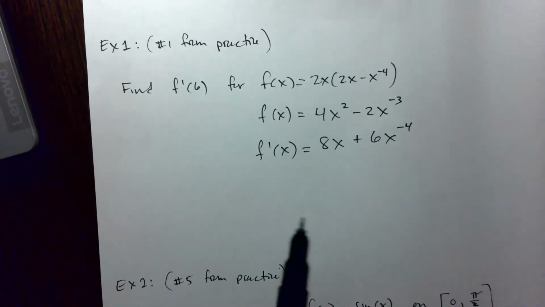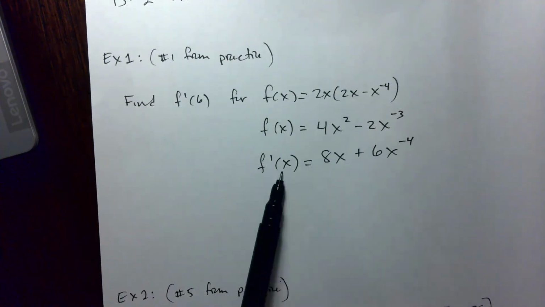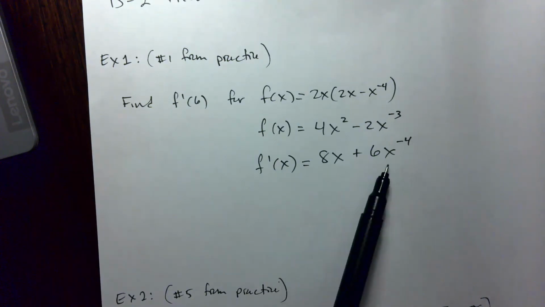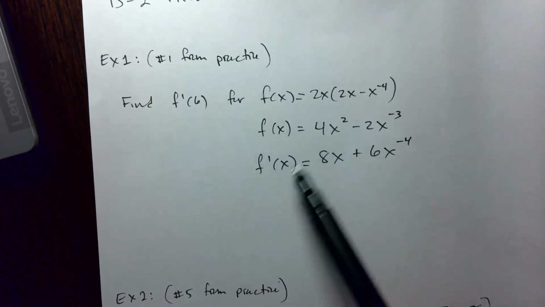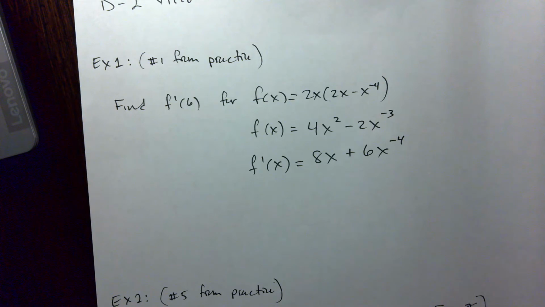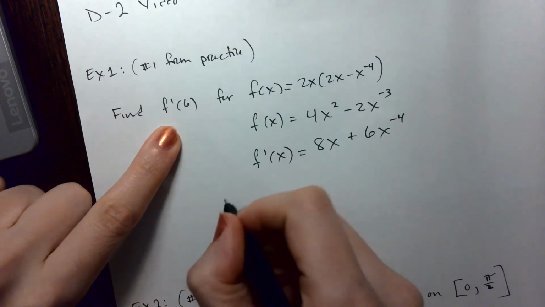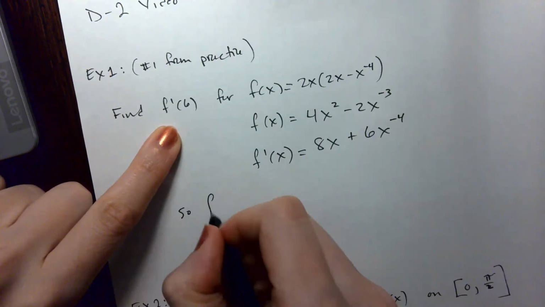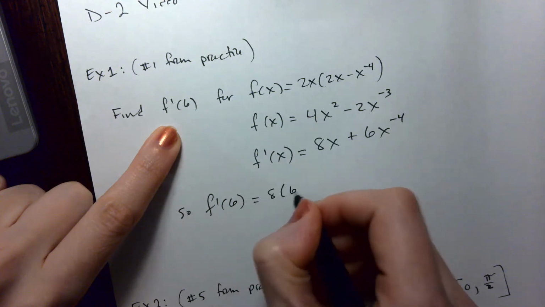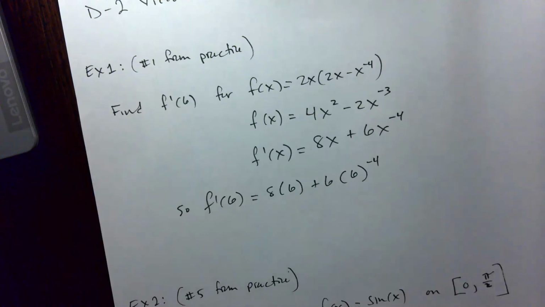Now, I saw a couple of you do this on your practices. If you put f prime of 6 equals 8x plus 6x to the negative 4, that's incorrect notation, because whatever the input is, that is what goes in where the x's are. So if you had a 6 here and then x there, that's not proper use of notation. I just want to point that out because I saw a few of you do that. So anyway, now for f prime of 6, I put the 6 where the x's were.